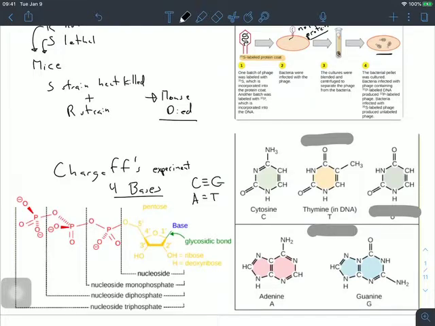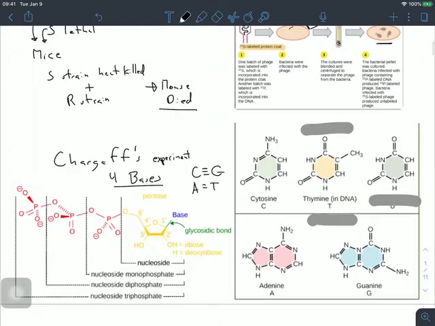Once we got to some organic chemistry, with a better understanding of the direct structure of these molecules, we were able to see that the adenine and the guanine have 2 rings in their nucleotides.